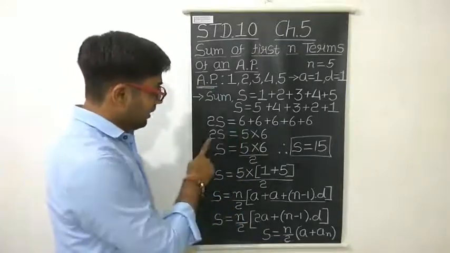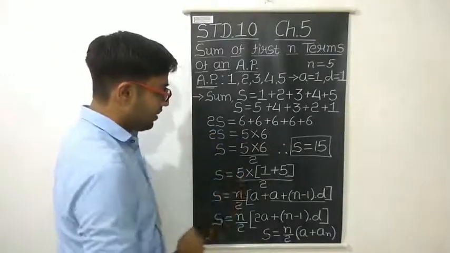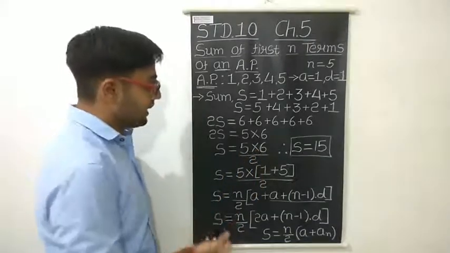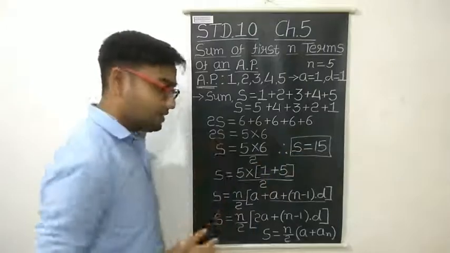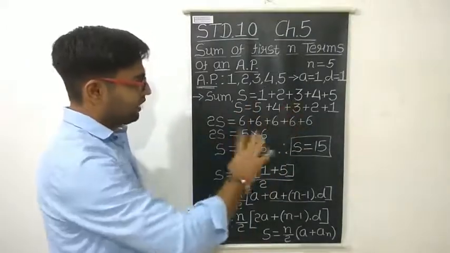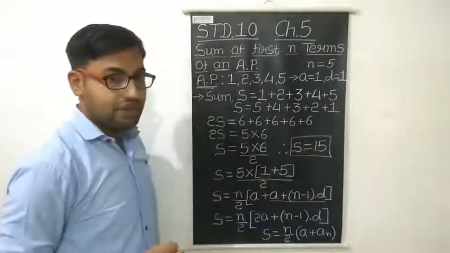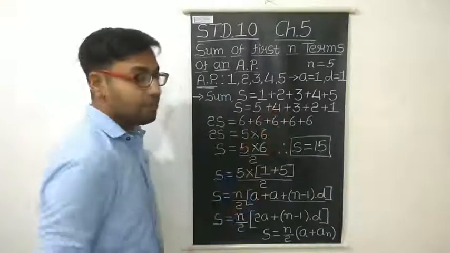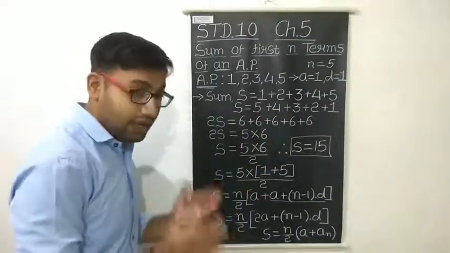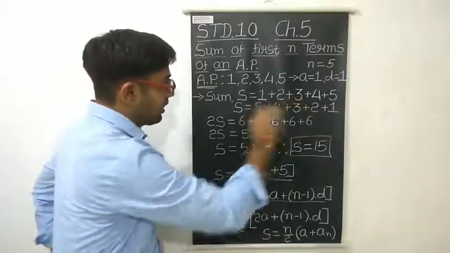Now what will happen if we take this 2 to the right hand side? It goes into the denominator, giving 5 multiplied by 6 by 2. If we actually calculate the value, we get the sum equal to 15, right? And by just seeing also, we can calculate the value of these 5 terms and it is equal to 15. So why do we do these things? Because we want to derive a formula that is applicable for every AP, right? That is why we do this.